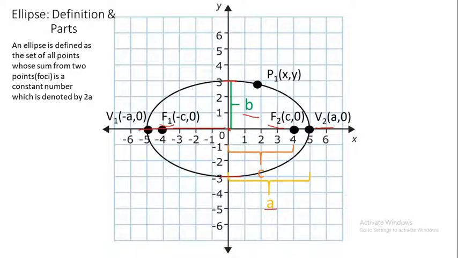This line is the major axis. It passes through the vertices and the foci and the center. This is the minor axis. It passes through both of the co-vertices and the center.